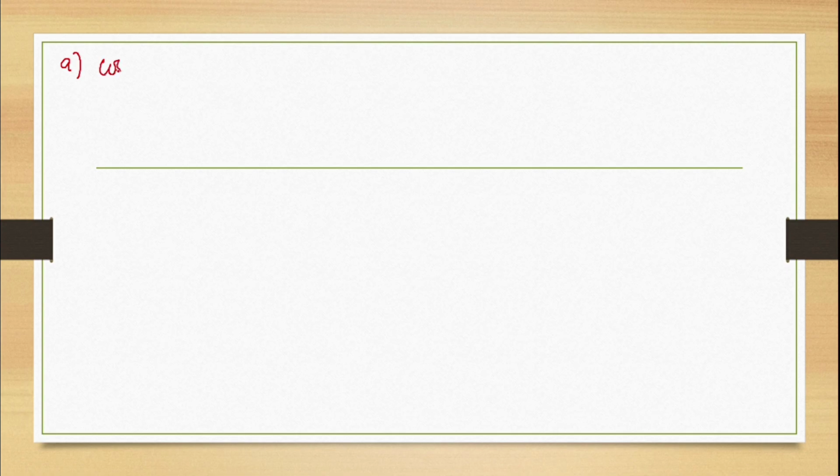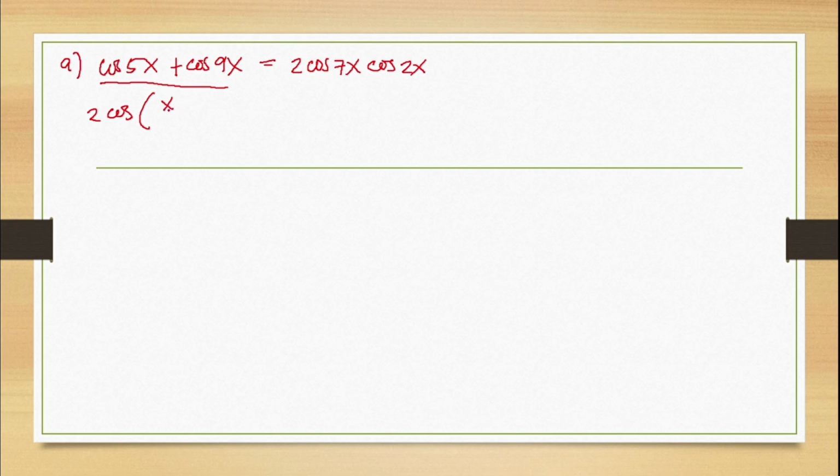So in letter A, we have here the problem: cos 5x plus cosine 9x is equal to 2 cos 7x cos 2x. We could perform it by changing the left side or by changing the right side. In this case, in the first problem, let us change the left side. So in the left side, this is in the form of 2 cosine of (x plus y) over 2 and cosine of (x minus y) over 2. So this form is for this part.